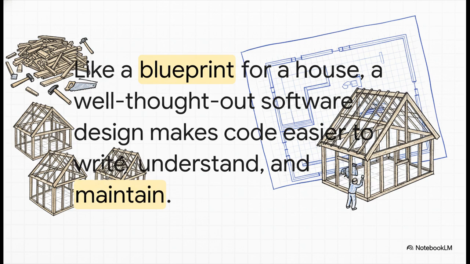You'd have doors that open into walls, stairs that go nowhere. It'd be complete chaos. A blueprint is what prevents that. It makes sure the foundation is solid, the wiring is safe, and that everything actually fits together. That is exactly what software design does for our code. It's the plan that turns a pile of programming statements into a functional, reliable system.